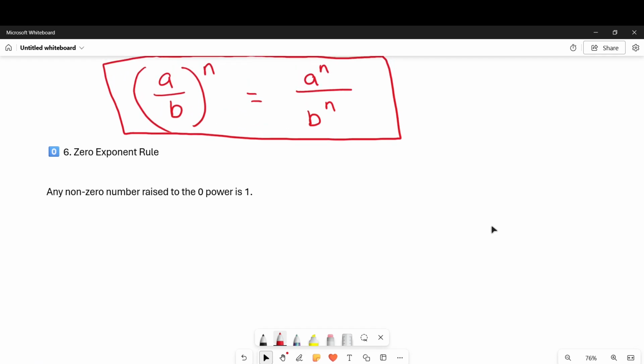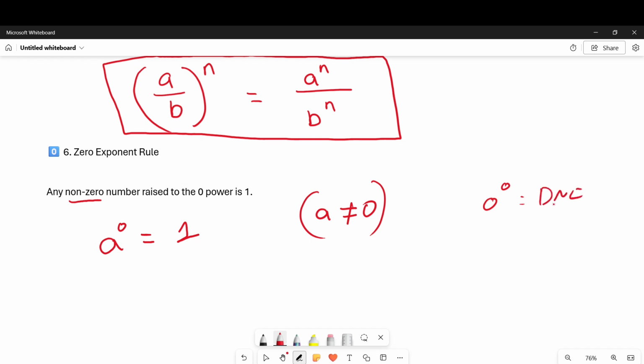Next, zero exponent rule. Any non-zero number raised to power 0 is 1. So what the meaning is, a to the power 0: no need to think, no need to check anything. You can simply write the value is 1. Any non-zero number, a should not be equal to 0. Make sure it is a non-zero number, because 0 to the power 0 has no solution. We cannot do anything with it. There is no solution for this. So don't think about that.